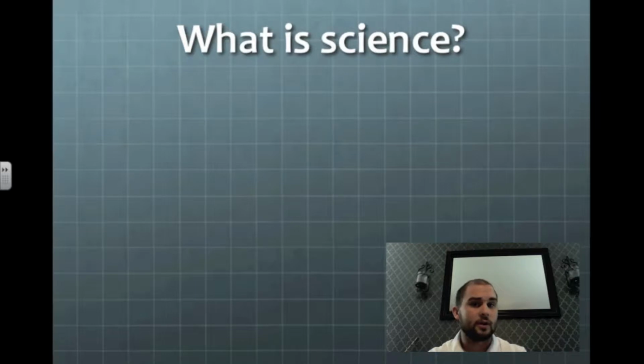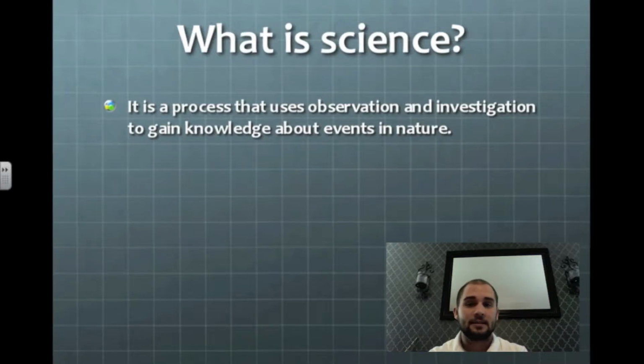So to start, we need to talk about what science actually is. Science is a process that uses observations and investigation to gain knowledge about events in nature. All right? You probably think only scientists use science, but that's not true. You've probably used science before.